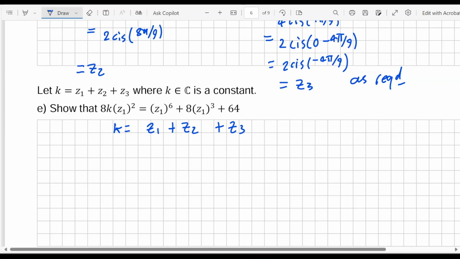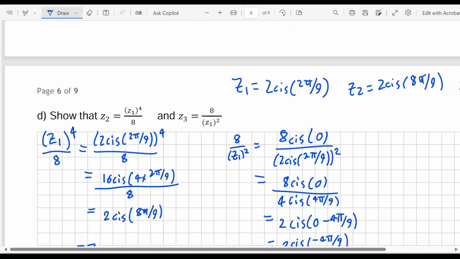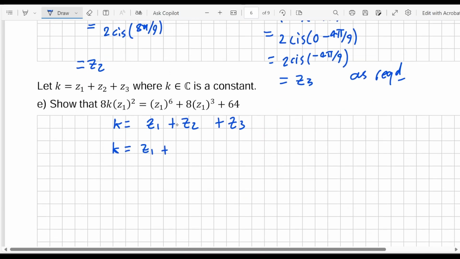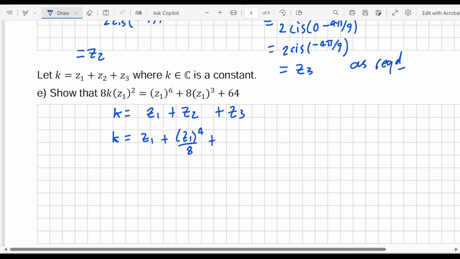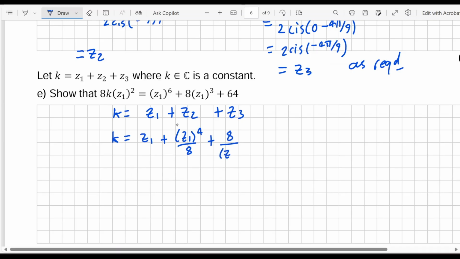So if we look at using what we just had in our previous question, Z1 is Z1. Z2, we've actually just proved is Z1 to the 4 over 8. So we're going to be using that. In tests or exams, it's a good idea to refer back to previous parts. It usually becomes relevant again at some point. So this is from part D. That's why that one's true.